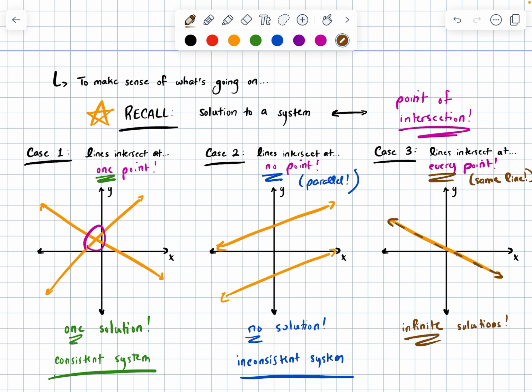This guy is called a dependent system, if you're interested in some math terminology. It is also technically a consistent system because it does have a solution. But we call it dependent because the equation of one line depends on the other. So these are our three cases for the types of systems that we might encounter: consistent, inconsistent with no solutions, and dependent with infinite solutions.